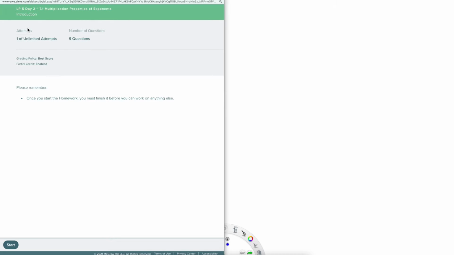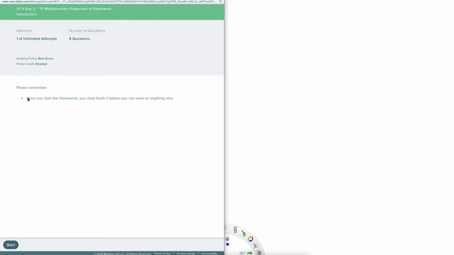The attempts is the second piece here. You always have unlimited attempts, meaning that you can go through this assignment as many times as you would like. Number of questions on this particular assignment is 9. Just depends on the section for how many questions we have. Grading policy, always best score, so whichever attempt is the best one is the one you keep. And partial credits enabled. So if you answer 1 of 9 questions, you get credit for the 1 question.